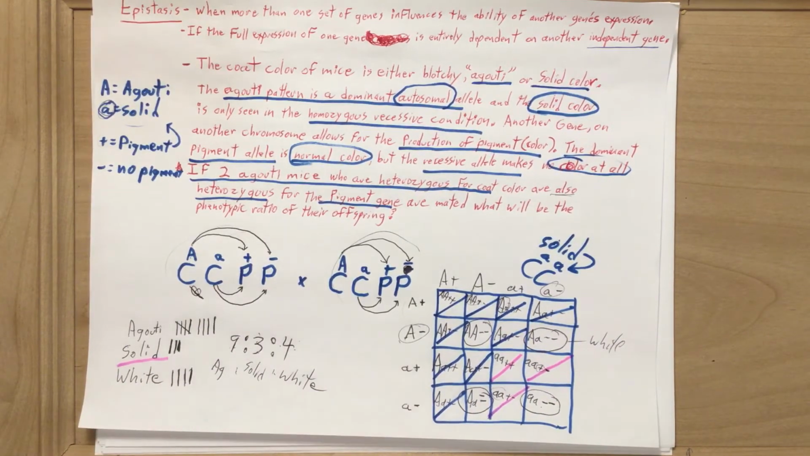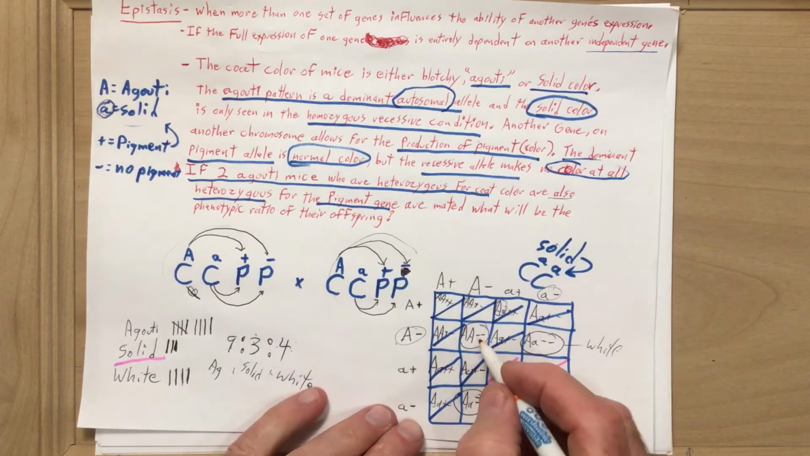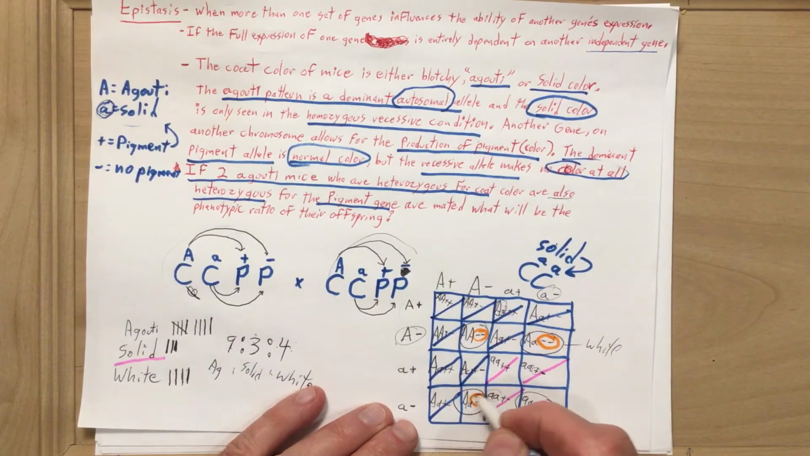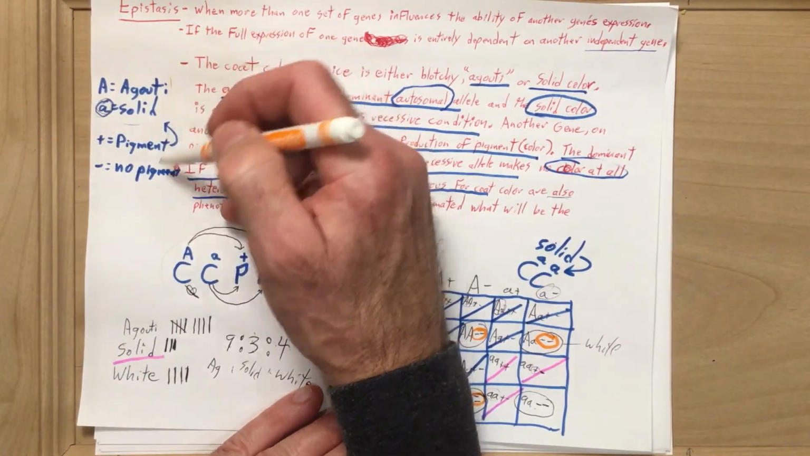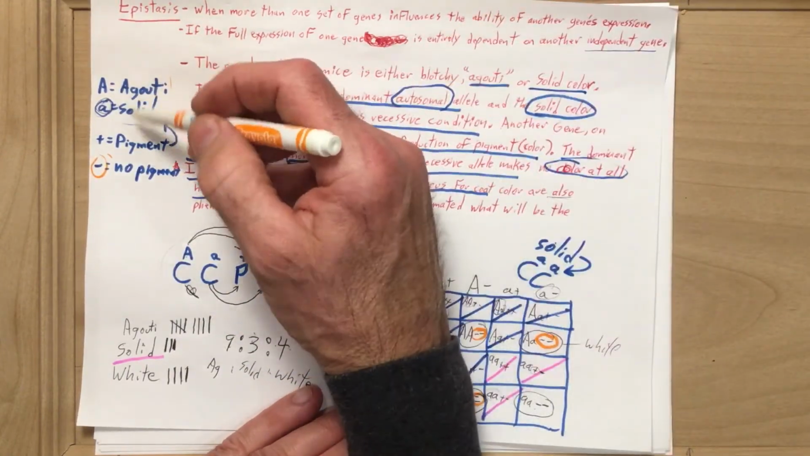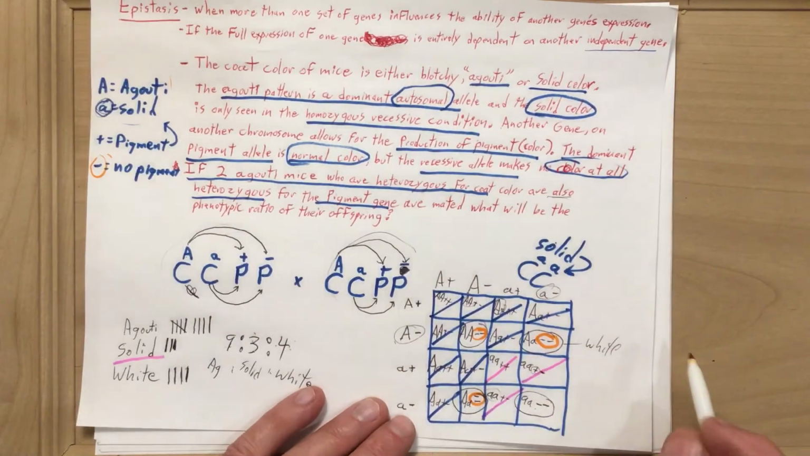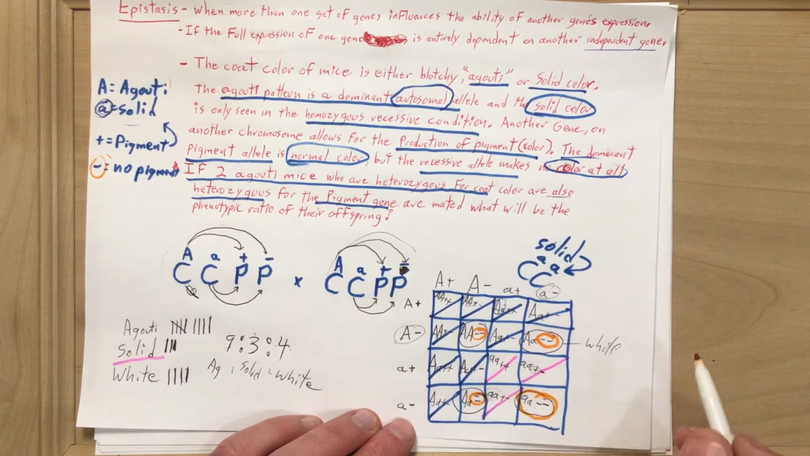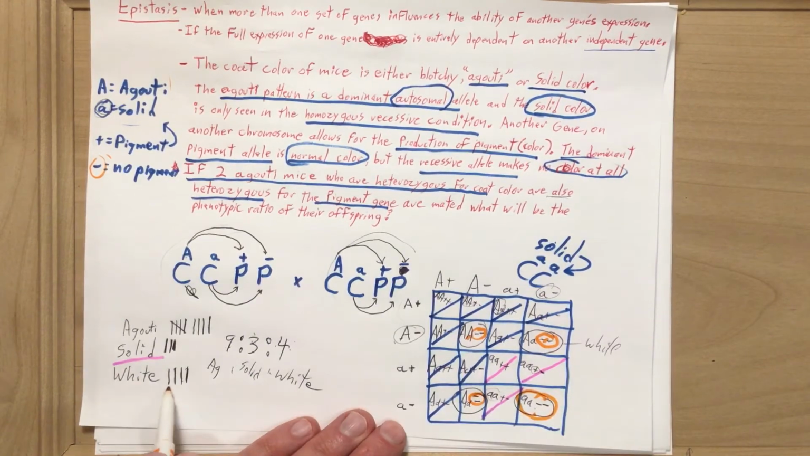All right? Now, there's 4 other ones that have double negative. They can't make pigment at all. No pigment. So regardless of what these 2 genes are, they can't make pigment because they have 2 of those, and so there's no pigment at all. So it doesn't matter what these are, they're still going to be white. Okay? So all 4 of these are going to be white. White, white, white, white. So there's 4 of those.